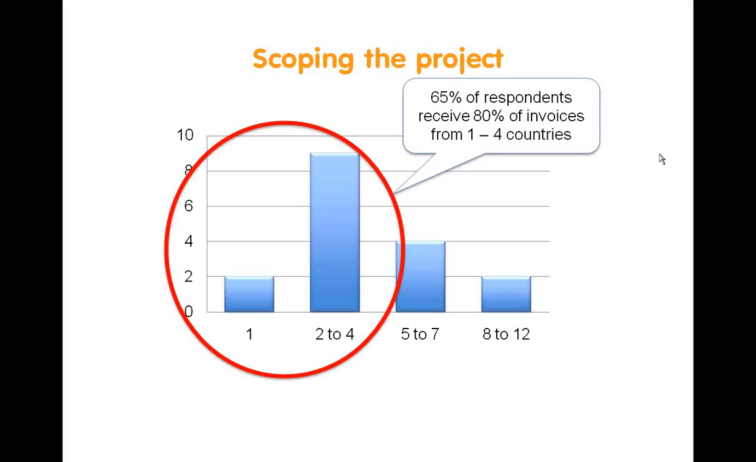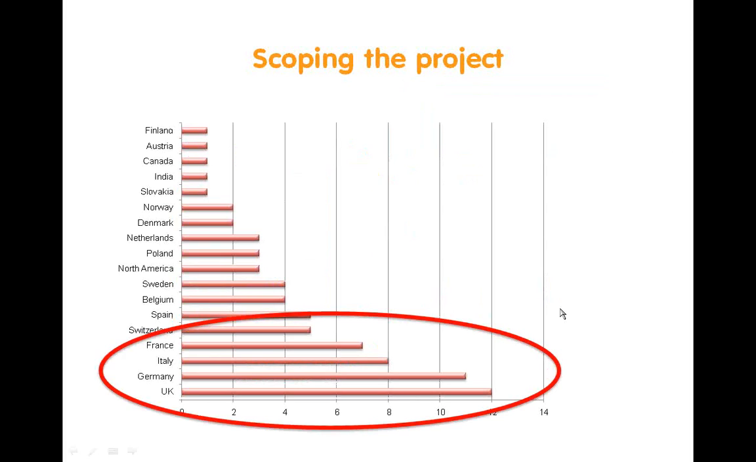But if you look into the detail, probably 80% of those invoices are only coming from a small number of countries. And again, it just makes the e-invoicing project much more manageable. So we asked this group of 40 which countries those invoices come from, and you can see there's a kind of a trend here. The popular ones were the UK market, Germany, Italy, France.